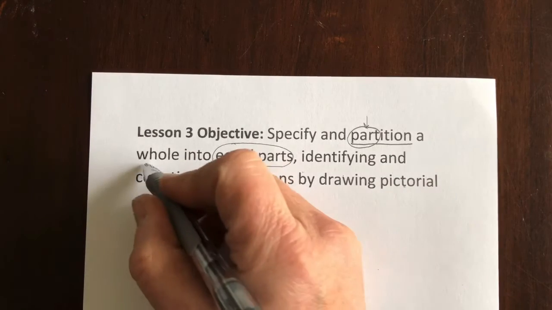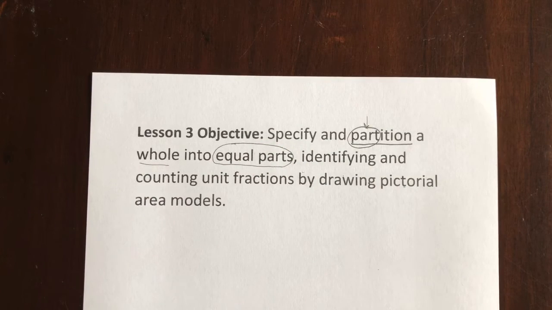All right, you remember what a whole is with a W in front of it. It's not a hole in the ground. It's like a whole thing, a whole pizza, a whole pie, or a whole carrot.